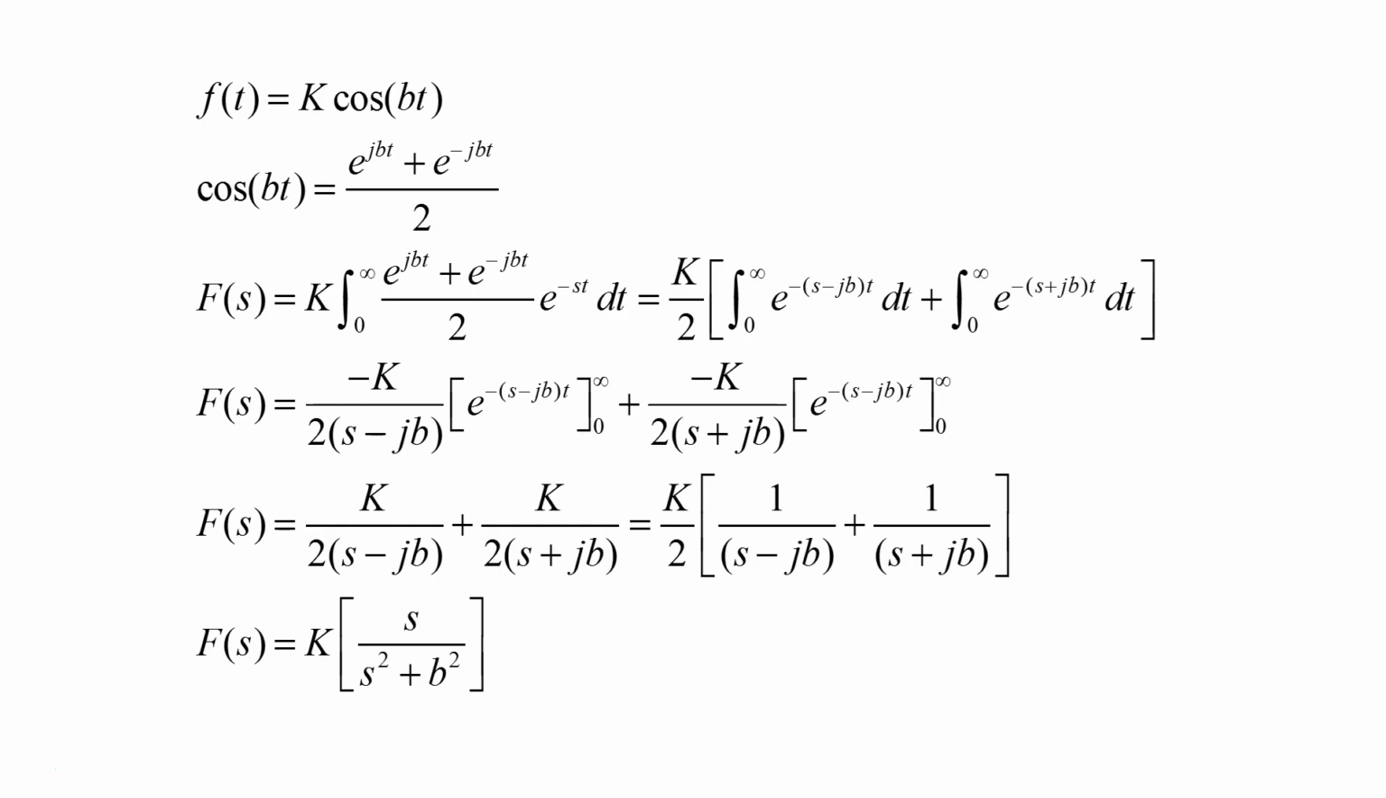When you're finished with that, you could go to the cosine function. Now here, what we typically do is we change it into its exponential form to make it easier to integrate, since we're multiplying by e to the minus st. And out of that, you should get this transform here.